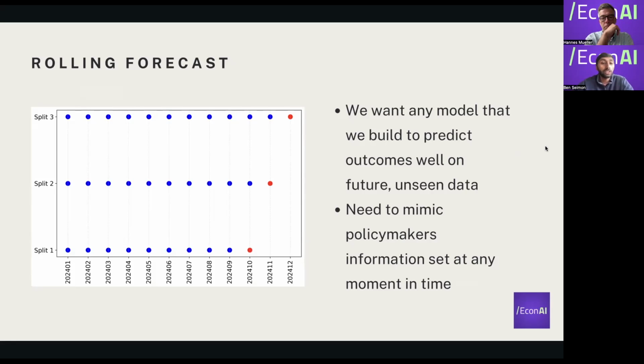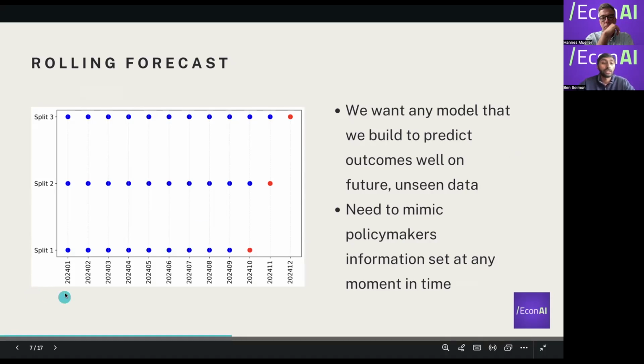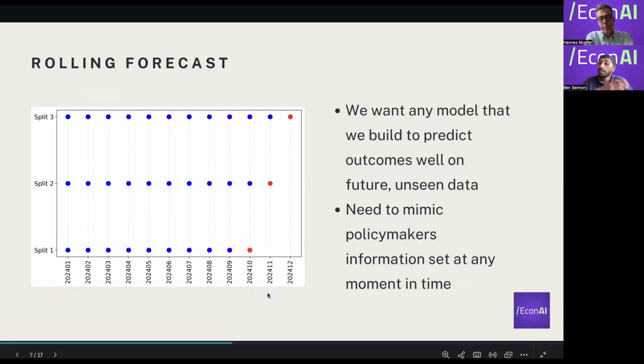So what you see in this plot are these blue dots and red dots. This is just looking at 1 year of data. It's a bit of a silly example, but if we were training a model for just 1 year's worth of data, the first split would train on 2024-01, so January up until September, to predict an outcome that might happen in October. We would then go again and train in the second split on all the data from January until October to predict what might happen in November. So we do this all the way from January 2020 up to the present. We're always trying to simulate what the policymaker would have known at that time to make a forecast.